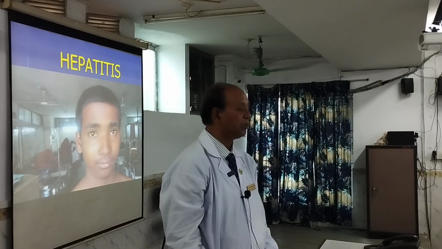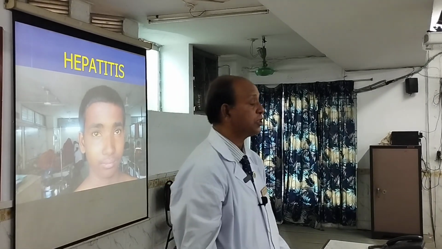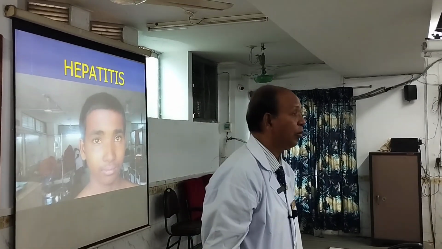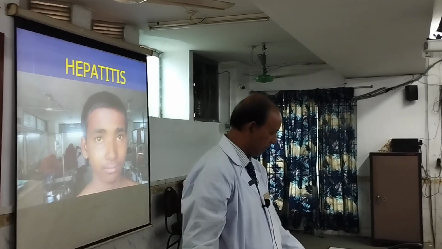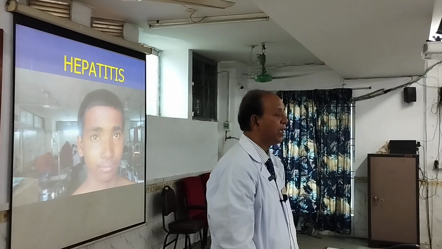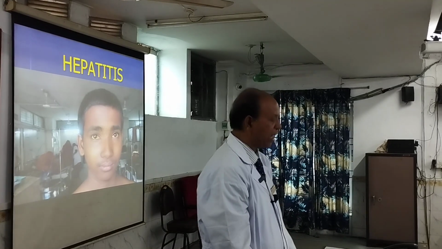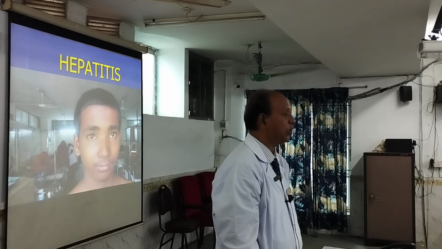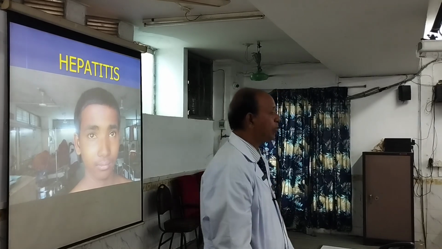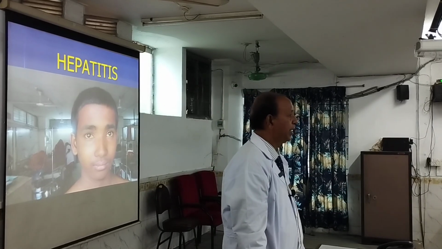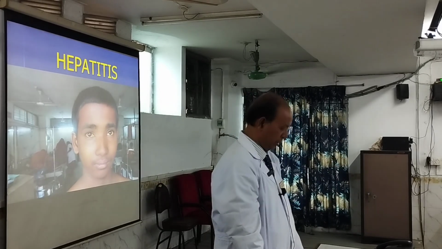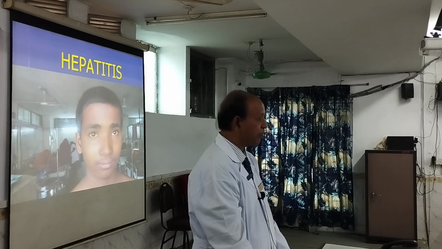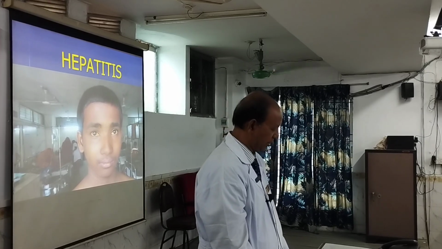Next, the cause is autoimmune hepatitis. Autoimmune hepatitis means primary sclerosing cholangitis, SLE, and so on. Next one is metabolic cause. Metabolic cause means alpha-1 antitrypsin deficiency, then Wilson disease, then cystic fibrosis and galactosemia. Remember this.